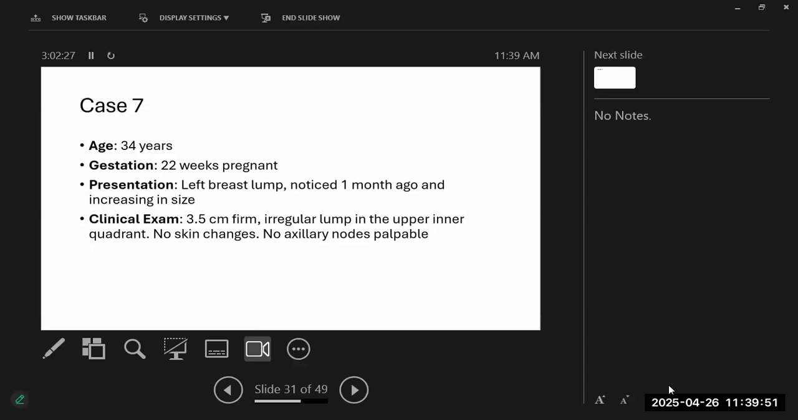So this is a 34-year-old patient, 22 weeks pregnant, presented with a left breast lump, noticed 1 month ago, increasing in size. Clinically, there was a 3.5 centimeter firm irregular lump in the upper inner quadrant. No skin changes, no axillary node palpable.